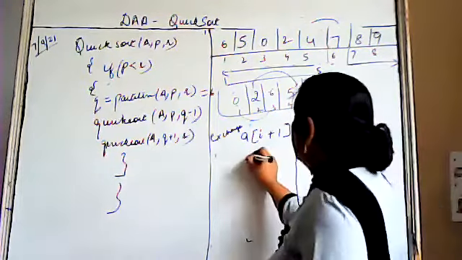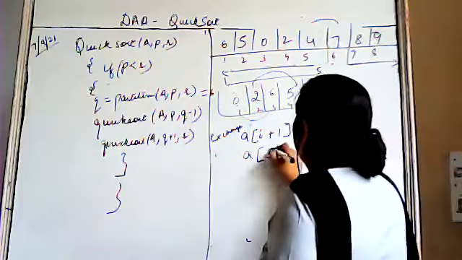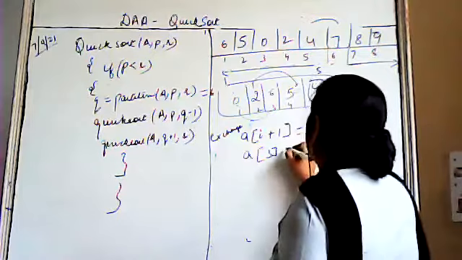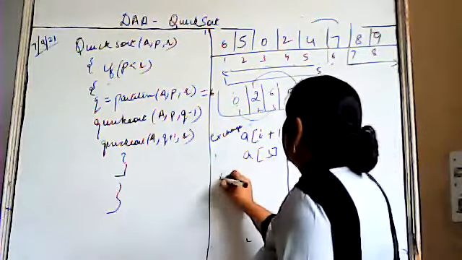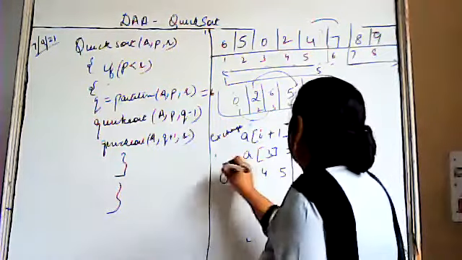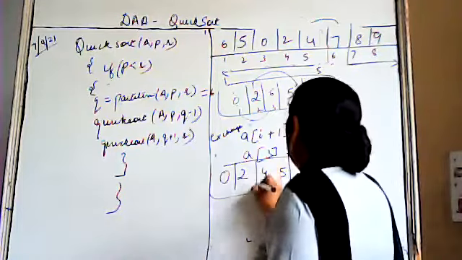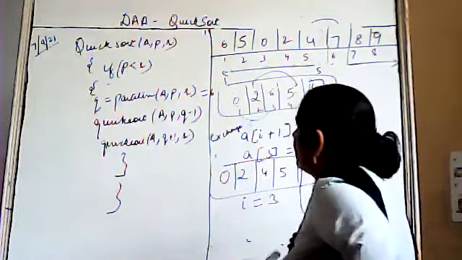You have to exchange A of 3 because I was at 2. So exchange A of 3 with A of 5. So you will get 0, 2, 4, 5 and 6. So this list will become sorted and it will return you I is equal to 3.